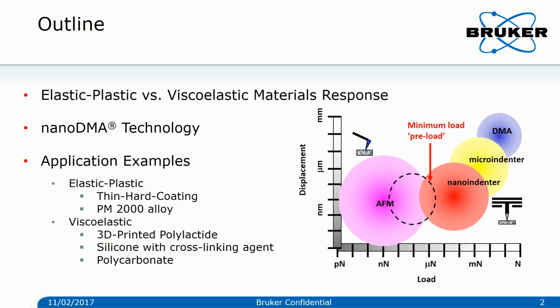I would like to separate the talk by two materials classes: the materials with elastic plastic response and those with viscoelastic behavior. The nanoDMA technology is performed on an instrumented indentation platform. It falls in between AFM technologies on the lower end and DMA test equipment on the higher end if we think about the affected sample volume. Throughout the talk I will present related application examples from the two materials classes.